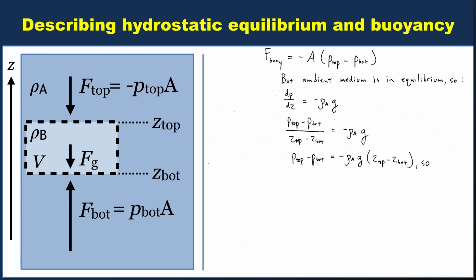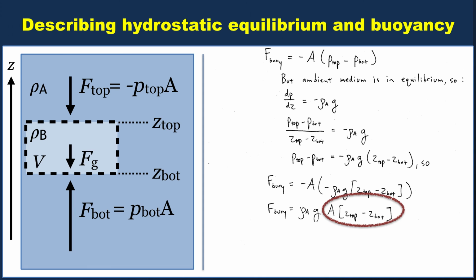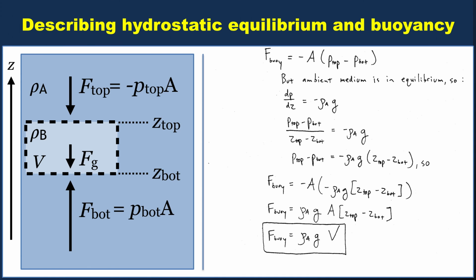And the whole point of doing this was so that we could insert this expression for the difference in pressures into our initial expression for the buoyant force. So let's do that now. Buoyant force becomes minus A times the quantity minus rho A g times the quantity z top minus z bottom. Well, you may recognize actually that if we rearrange this a little bit, the area times the difference in heights is just the volume of the box, right? So we can rewrite this bit as the volume of the box and conclude that the buoyant force must be equal to rho sub A times little g times the volume of the box.